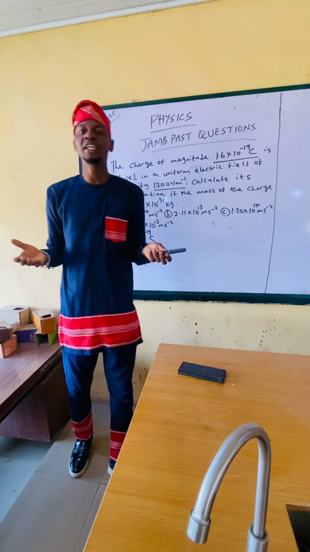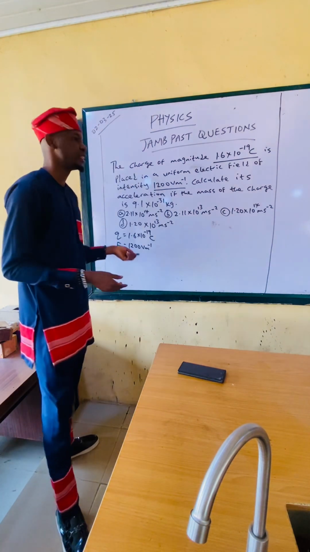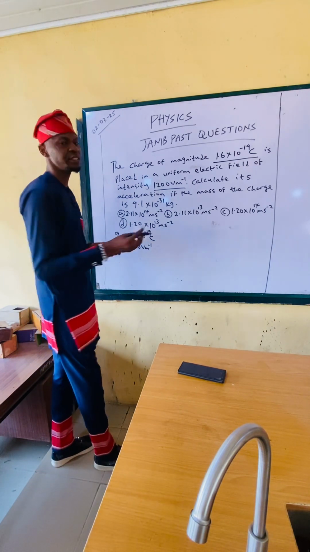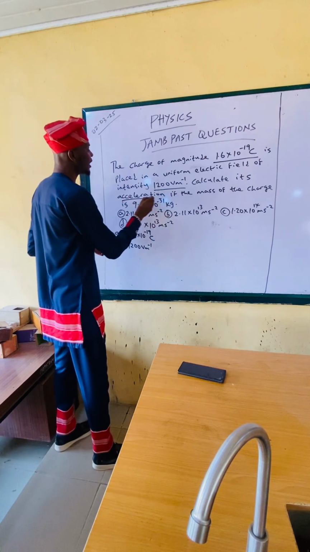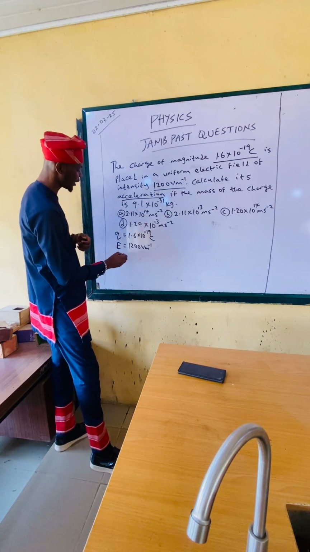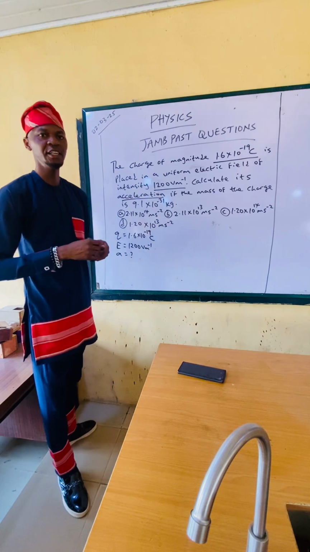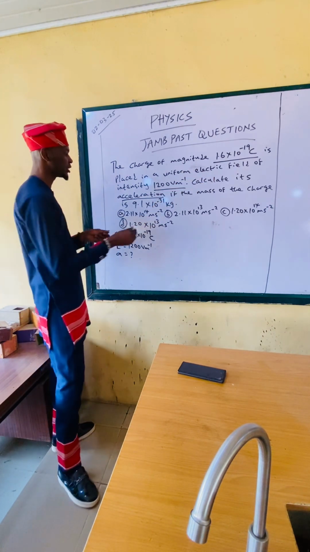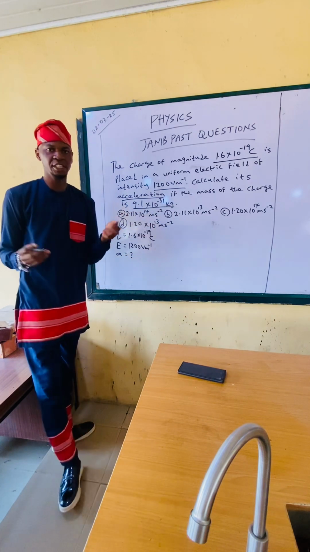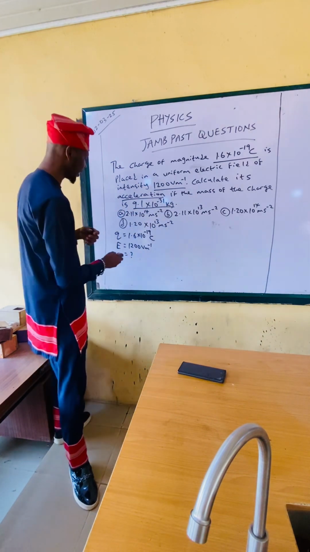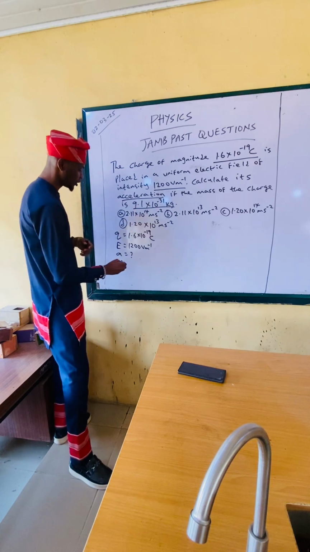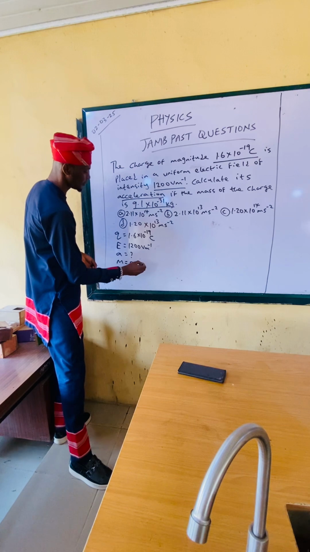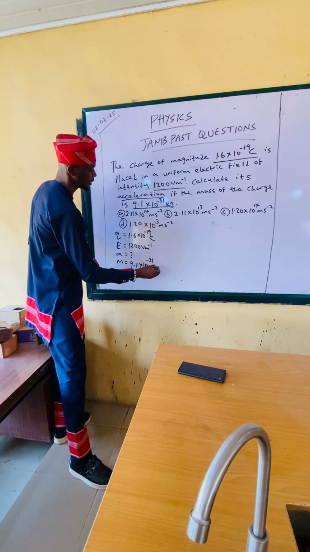Electric field intensity can be in volts per meter. It can also be in Newton per coulomb. The question now says calculate its acceleration. We have to find A, that's the acceleration, if the mass of the charge, that's the mass of an electron, is 9.1 times 10 raised to minus 31 kg.